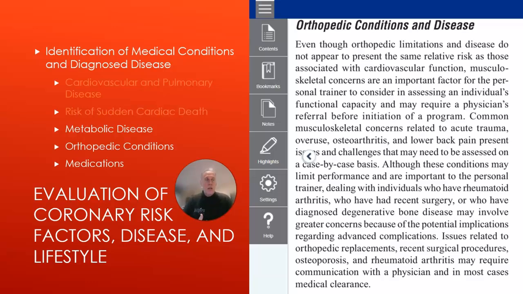Oftentimes, it'll be a combination of when people come in, they're sedentary, they don't work enough, they don't move the joints enough, and the joints become stiff. I can use a real broad-based, non-specific professional term, but they end up needing movement. It's kind of like motion is lotion, right? But at first, it's uncomfortable, and so they may have to actually work through some of the aches and pains on the front end.